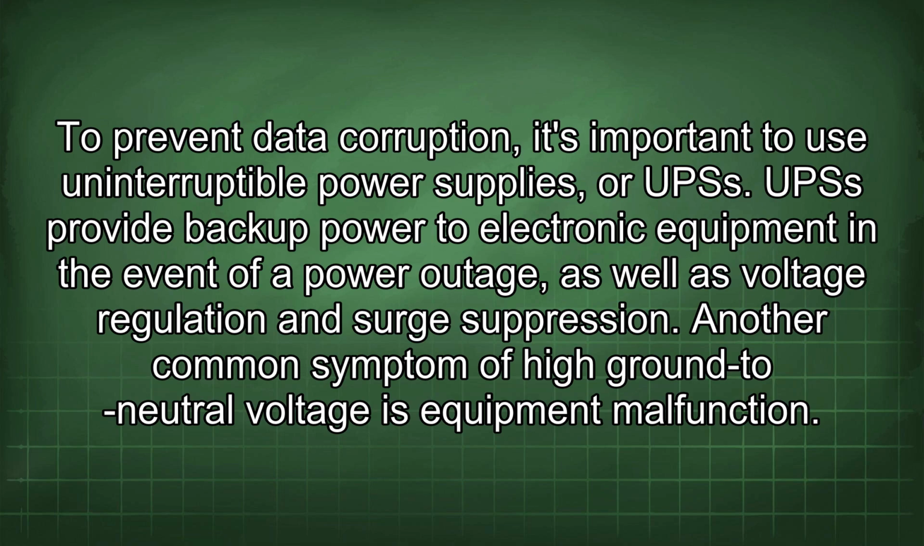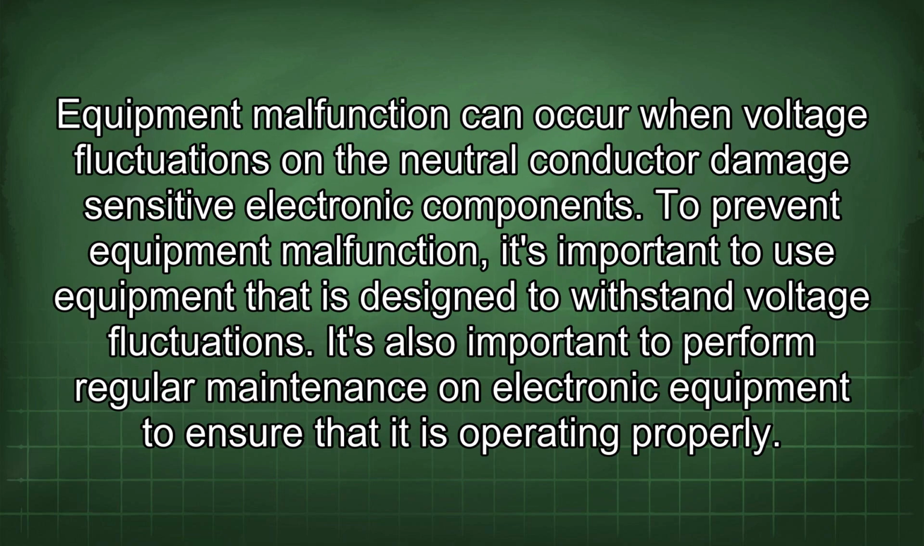Another common symptom of high ground to neutral voltage is equipment malfunction. Equipment malfunction can occur when voltage fluctuations on the neutral conductor damage sensitive electronic components. To prevent equipment malfunction, it's important to use equipment that is designed to withstand voltage fluctuations. It's also important to perform regular maintenance on electronic equipment to ensure that it is operating properly.